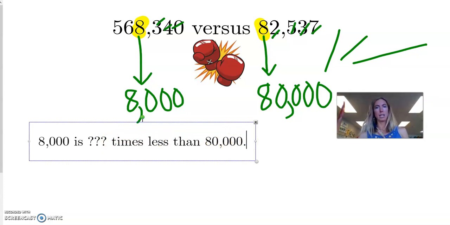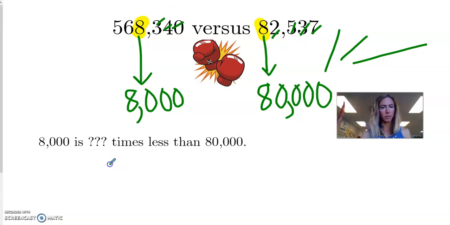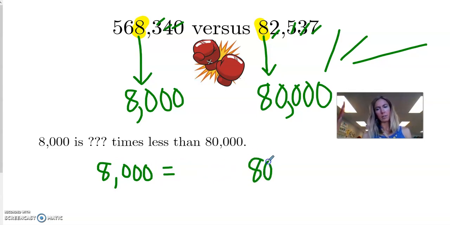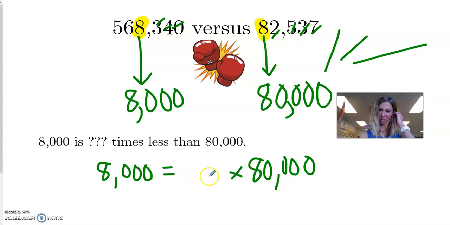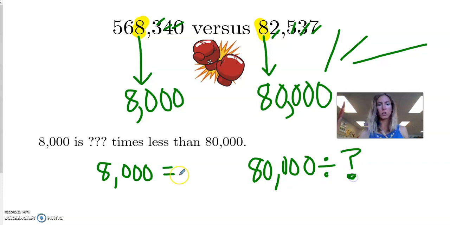Oh gosh. All right, I'm going to write my equation to figure this out. 8,000. And I'm thinking, okay, it's not equal to 80,000. And if I multiply 80,000 by a whole number, it's going to get bigger. It's going to get bigger. So I actually don't want to multiply. I'm actually going to divide. That makes things smaller. And what am I going to divide 80,000 by so that I get 8,000? Well, I need one of those zeros to go away off the 80,000.